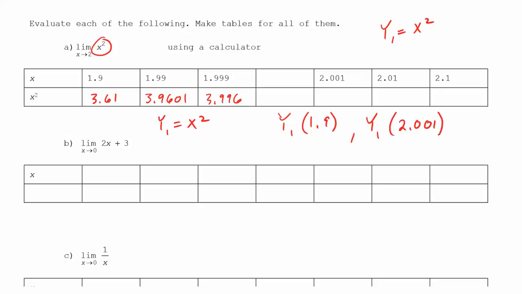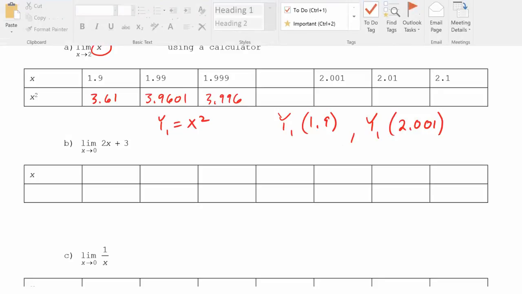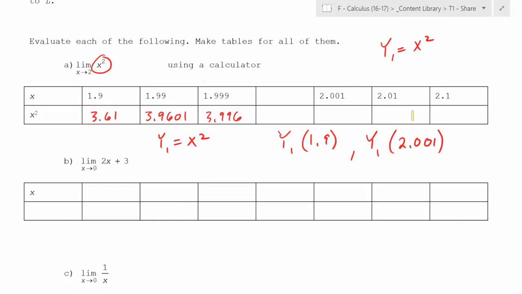It just takes this number right here and plugs it in there. So if you fill this chart in, 2.001 squared. Could you finish it for me, Natalie? 4 point what? 004.